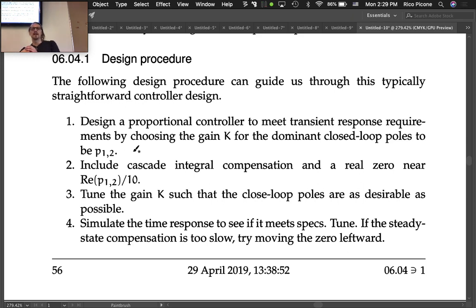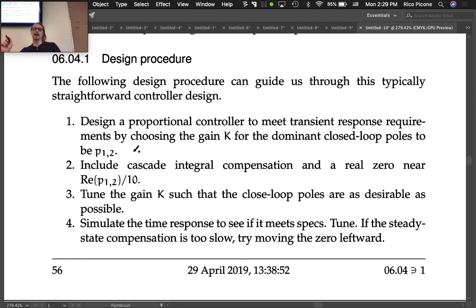And then step 4, simulate the time response to see if it meets the specs. That's the step we always conclude with, and then we tune accordingly. Maybe we need to go back and move that 0 around from the compensator. Maybe we need to go back and adjust the gain a little bit. Those are our tune parameters that we can change.